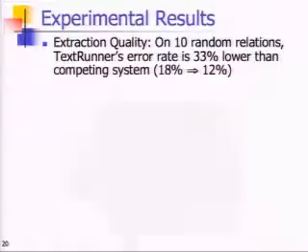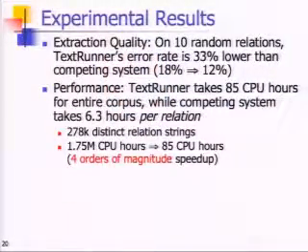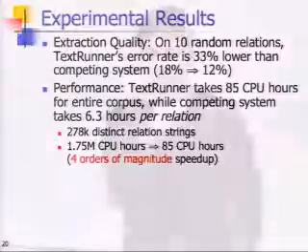When we compare this to a competing system, one of my previous projects where you have to indicate the relationship ahead of time, our error rate is actually a third lower on a set of 10 chosen relationships. And the reason here is that we are including a lot more contextual information, these lightweight features that our system generates. But the point is that we're very competitive with these projects that couldn't scale to the entire web. When it comes to performance, we take about 85 CPU hours for this entire corpus, which was on the order of roughly 10 million pages in this case.